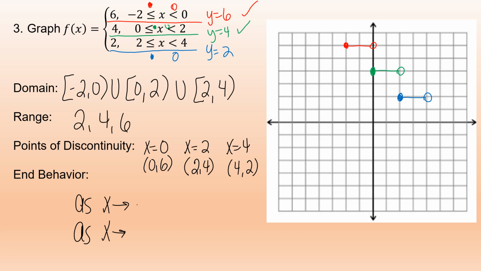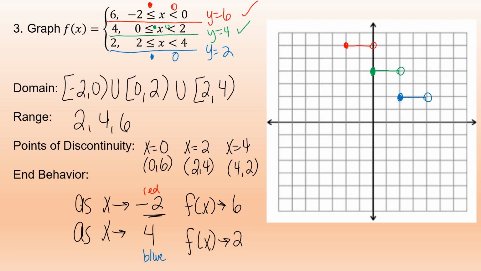So as x approaches -2, that's the domain of our red graph. The y values, f of x approaches, what height was that one at? That's right, that one's at 6. And then as x approaches, let's see, 1, 2, 3, 4. That is the x value of our blue graph on the far right. Those y values, f of x approaches +2.